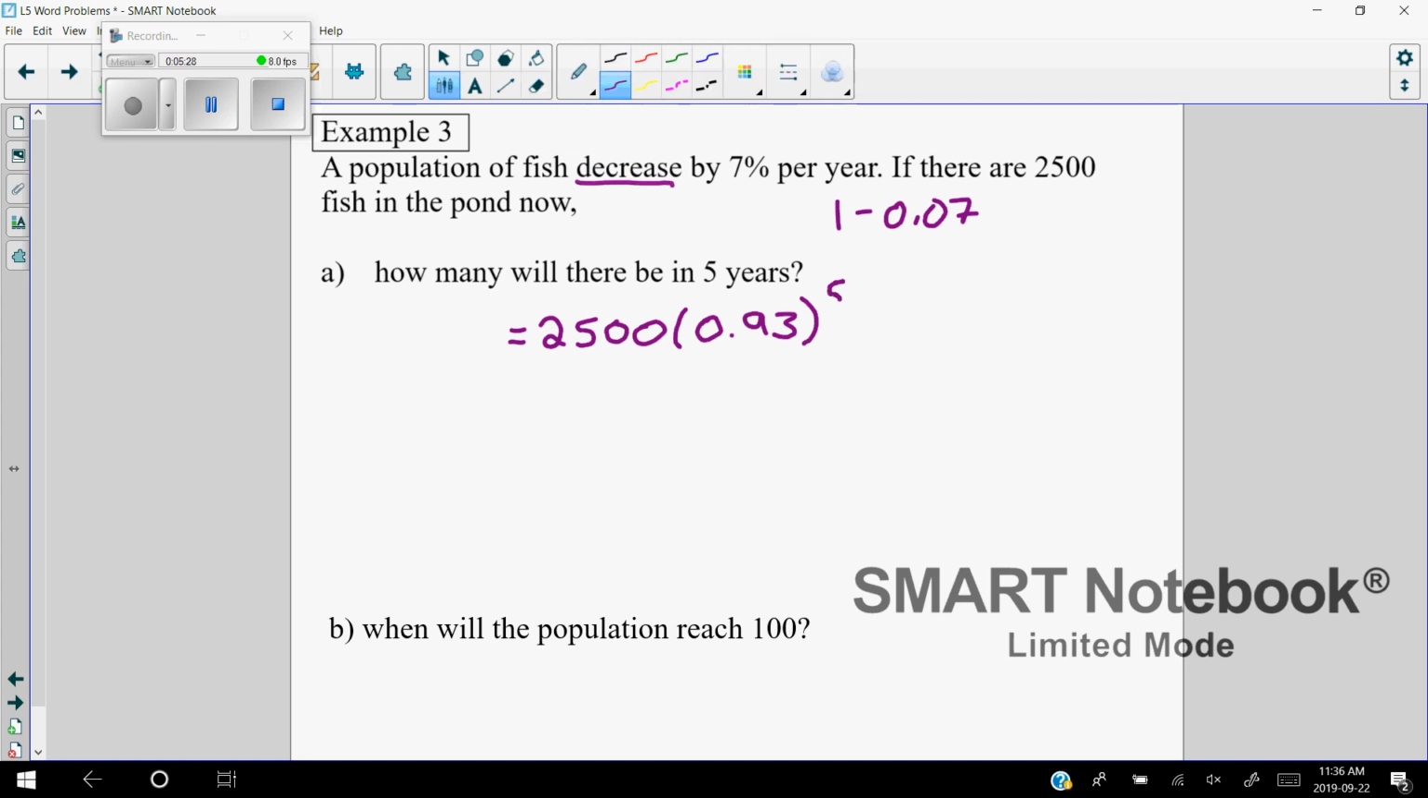So I'm going to erase that and I'm going to put in 5, and then that means I'm trying to find my y over here, which is how many fish there are in 5 years. Okay, so I go ahead and I type that in my calculator, and I get my answer as in 5 years there are 1,739 fish in the pond, making sure that I put units.